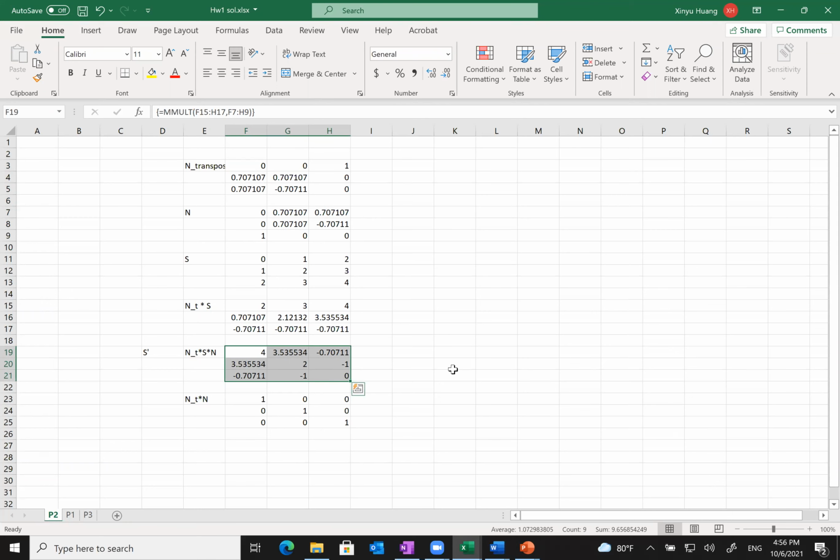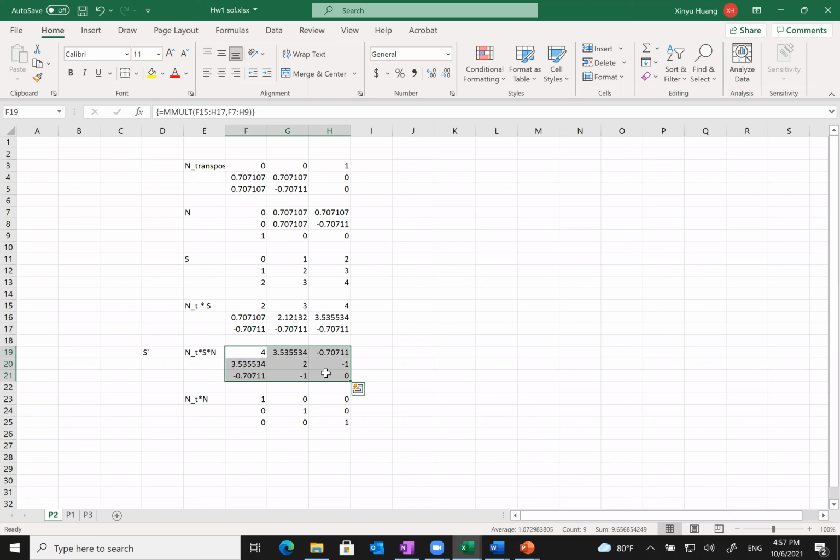So Excel is pretty convenient for matrix multiplication. The downside of Excel is that it doesn't have an intrinsic function to calculate eigenvectors, which is a pain. You have to write a little bit of code to do that. But anyhow, that's the first part of the question.